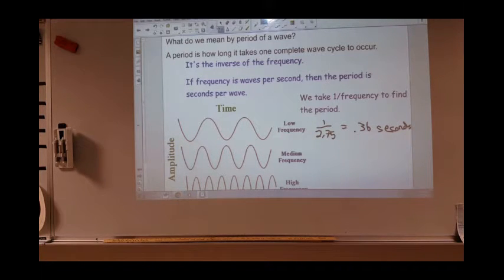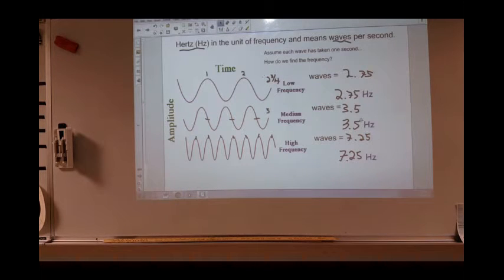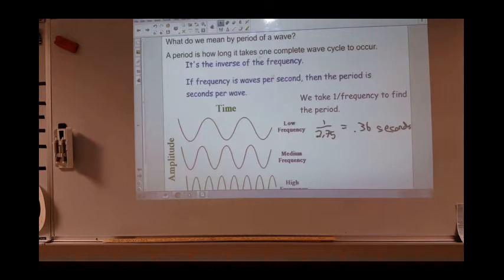All right, so for our next one, the medium we found was 3.5. So again, 1 divided by 3.5 hertz. And I should do this properly too. So now if we took 1 divided by 3.5, you're going to see that it's 0.285, so I'm going to round that to 0.29 seconds. So the period of this medium frequency is 0.29 seconds.